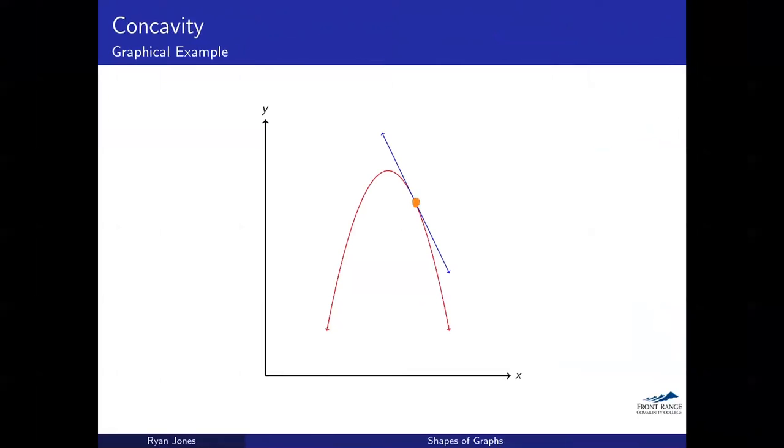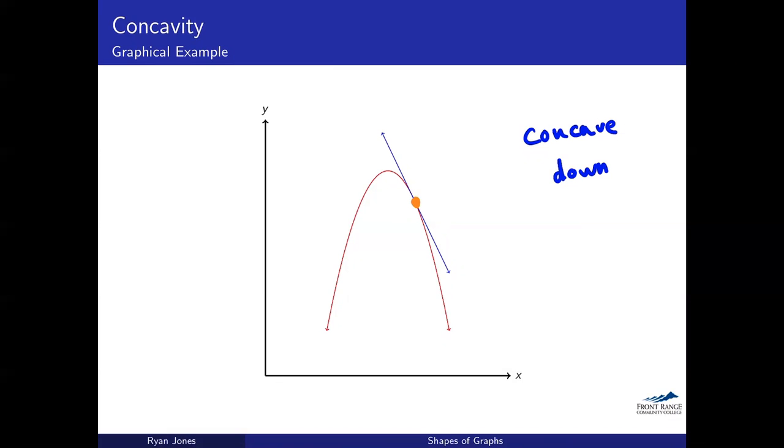Again, changing that orange point to something different, just as another example. We've got our tangent line in blue, the function in red. The function in red is below the tangent line in blue, concave down. A little bit more rigorous of a definition than saying smiling or frowning. Maybe a little harder to think about, but good to see there.